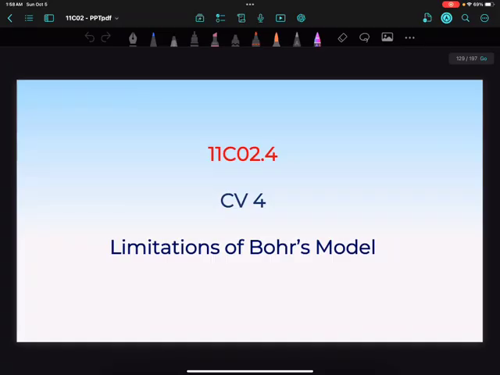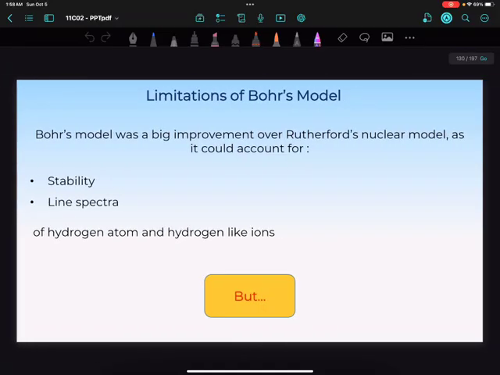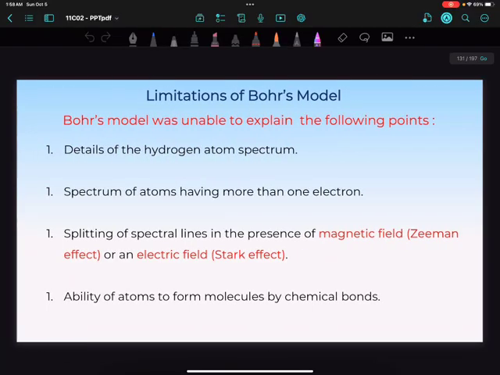So now let's learn the limitations of Bohr's model. There were certain limitations of this model. It accounted for the stability and the line spectra of the hydrogen atom, which were drawbacks of Rutherford's model. But the limitations of Bohr's model were that details of the hydrogen atom spectrum were not explained, and the spectrum of atoms having more than one electron was not explained. He only explained hydrogen, helium, and lithium ions, but did not explain atoms like sodium etc.